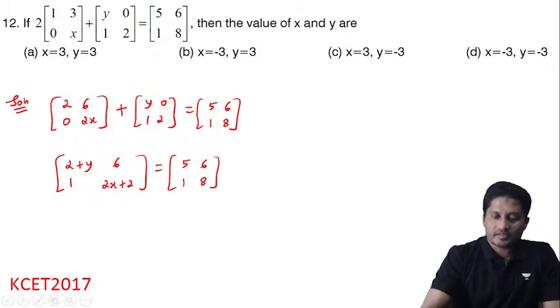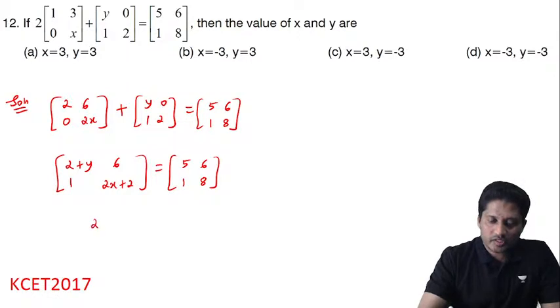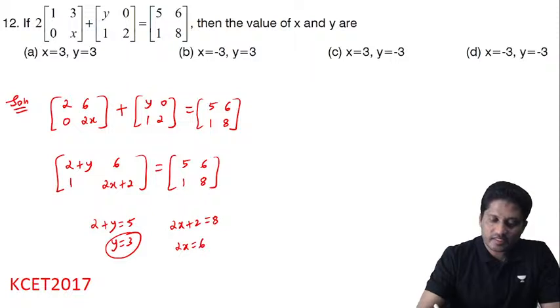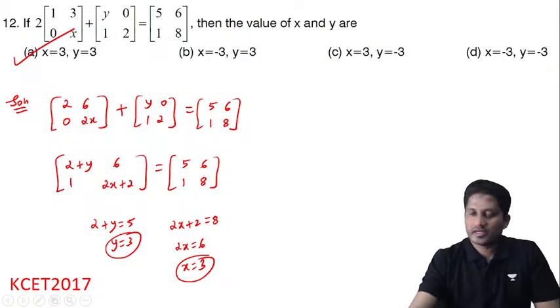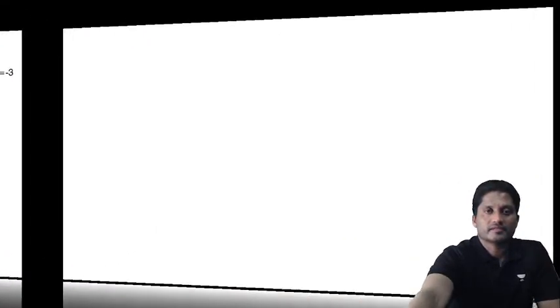Now if I equate, you will get 2 plus y is equal to 5, meaning y is equal to plus 3. And 2x plus 2 is equal to 8, so 2x is equal to 6, x is equal to 3. X is 3 and y is 3. The answer is option A, right? Let's move to the next question.